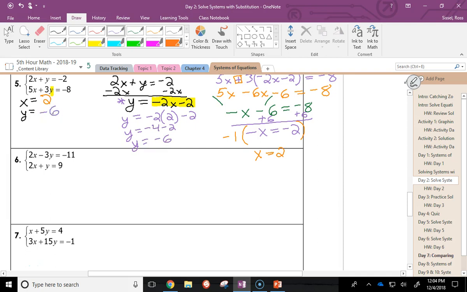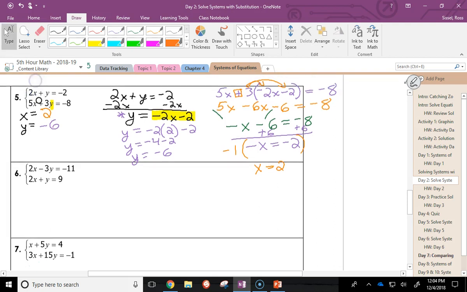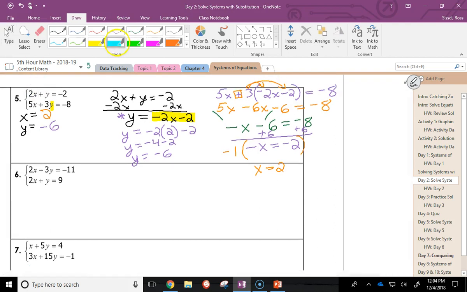Do not get confused. You could have put 2 in for x in this equation. You could have put it in here. You could have gone in and put it in there. Or like we did, we put it in this one. It does not matter. Once you have your first variable solved, to find the second one, substitute that first variable into any of those equations. So your final answer was 2, -6.